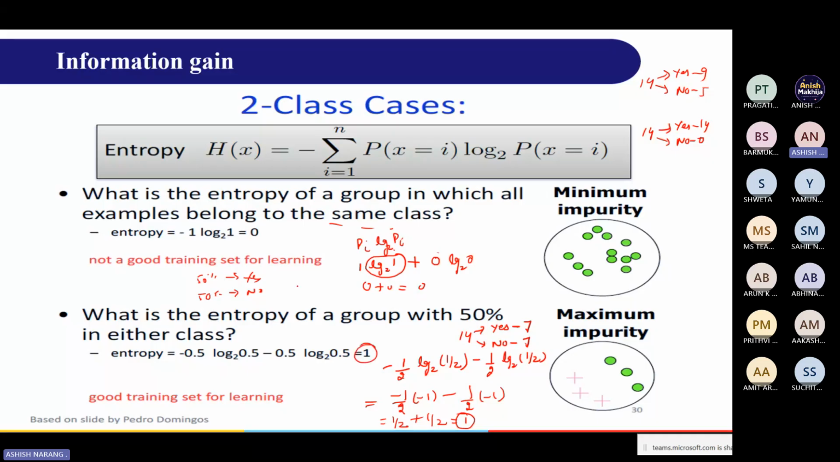And when it comes to a pure partition, where all records belong to yes, the minimum value it can attain is 0. It cannot go below that because the maximum value of probability is 1. It cannot be 1 point something, right? So the minimum value it can attain is 0. The maximum value it can attain is 1. So entropy will remain between 0 and 1. Does that make sense, Anish? Yes, sir.